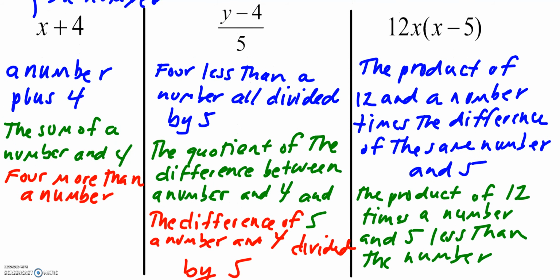Last but not least, this one again has multiple options, both of them being pretty wordy. So the first one I said was the product or the multiplication of 12 and a number times the difference of the same number and 5. That could work. And again, of course, you might have something different than me. In green, I wrote the product of 12 times a number and 5 less than the number. Again, if you had something different, I would love to hear about it in class tomorrow. I'm sure you can ask any of your teachers tomorrow in class about these problems. So please pause the video now if you'd like to write any of this down.